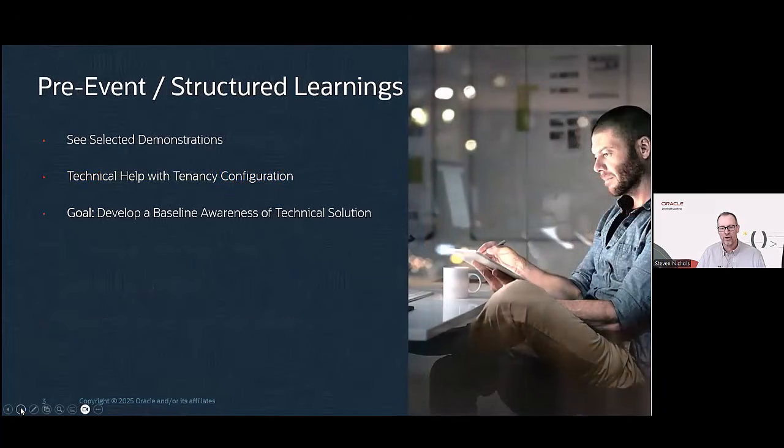So prior to the Code Innovate event itself, there's typically 3 to 5 weeks lead time minimum leading up to the actual Code Innovate event. We do what's called pre-event structured learnings and tenancy config. And the goal there is, you may be new to a service or you may be new to a feature within an existing service that you leverage.